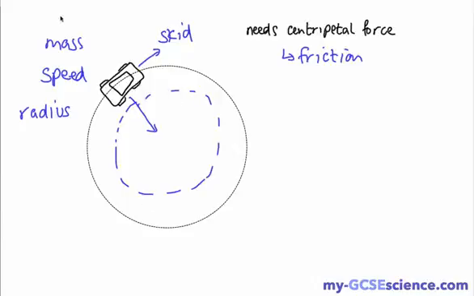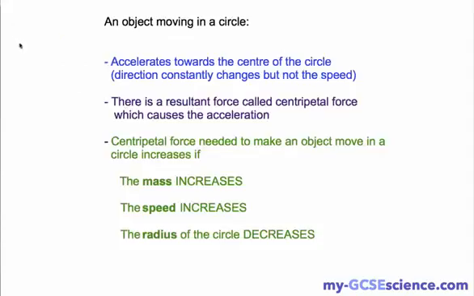Okay, so some quite tricky points there, but in summary, these are the key things that you need to know. An object moving in a circle accelerates towards the center of the circle. The direction is constantly changing but not the speed. We've got the resultant force called the centripetal force, which causes the acceleration. These three factors affect or increase the centripetal force needed, and basically this is an overall summary of what you need to know. So it might be worth going over this video a couple of times just to make sure you've got the points.